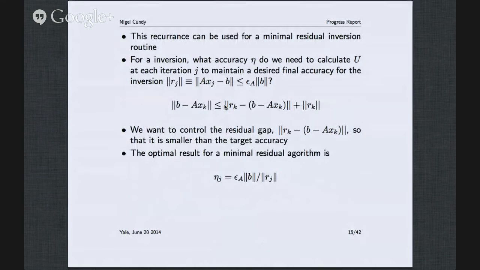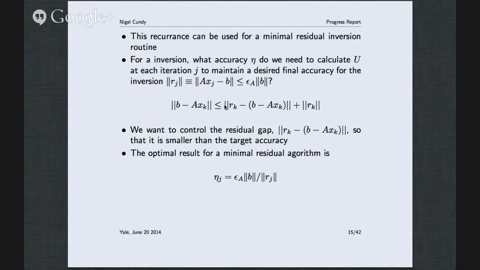For inversions, this is reasonably well known. We've got this equation here. This is the exact residual. This is the residual we compute. And then we've got what's known as the residual gap, which is the difference here. And we need to keep this residual gap smaller than our accuracy.